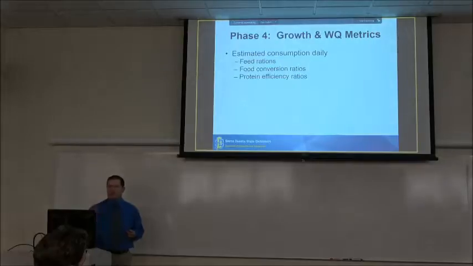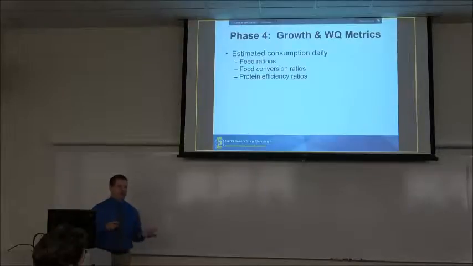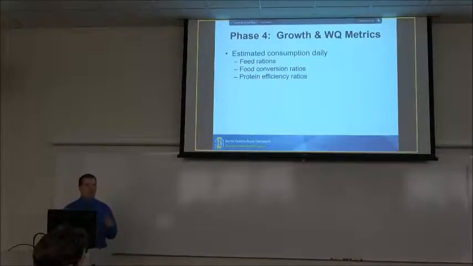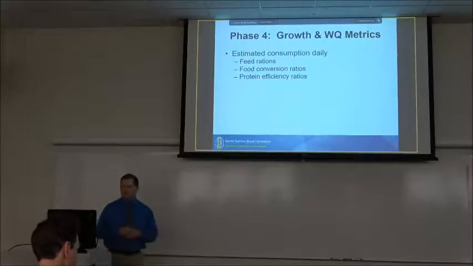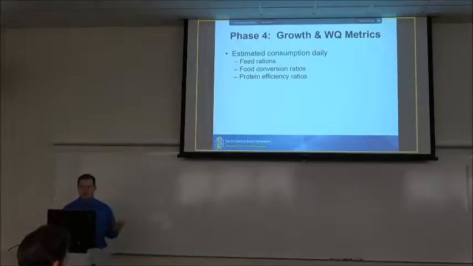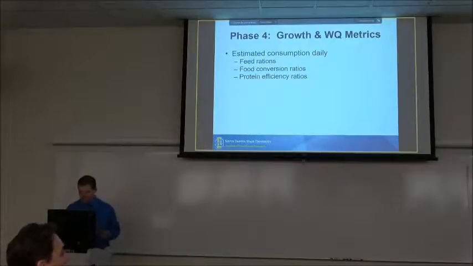So there are numerous metrics we want to look at here. On a daily basis, we are going to determine the amount of consumption of feed based off of visual observations in order to help us determine feeding rations, so we're not giving them too much with a great amount of excess feed in the system. And along with that, we can use those to also determine food conversion ratios and protein efficiency ratios, which basically gives us a grasp of how well these fish can utilize these diets.